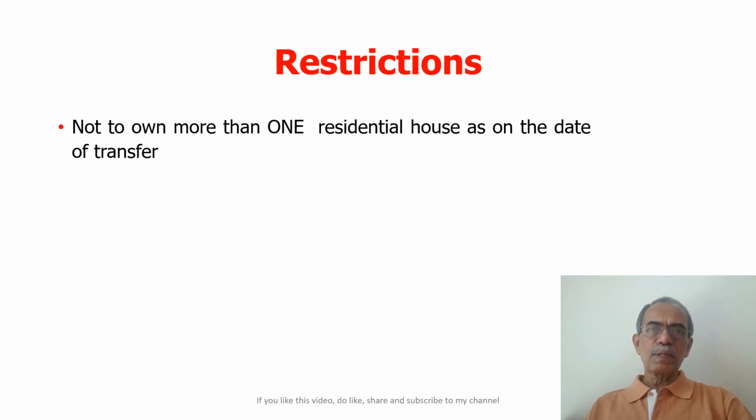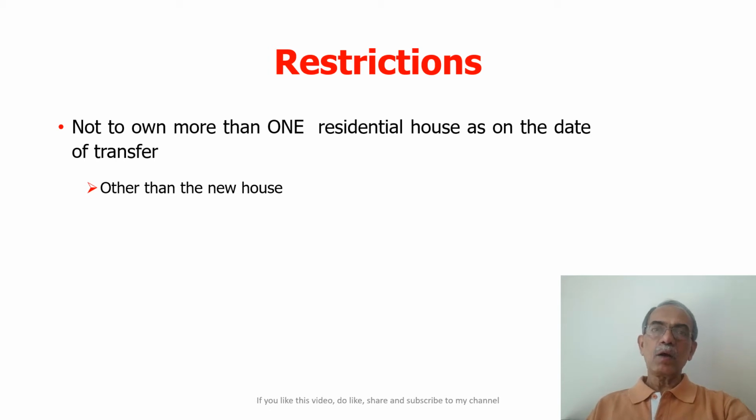Certain restrictions have been placed to claim this benefit. They are: the taxpayer cannot own more than one residential house as on the date of transfer of the original asset. Of course, when I said one residential house, this is other than the one new house. That means, suppose the taxpayer has one residential house and a plot of land. He can sell the plot of land and buy another residential house and claim the benefit of this section.